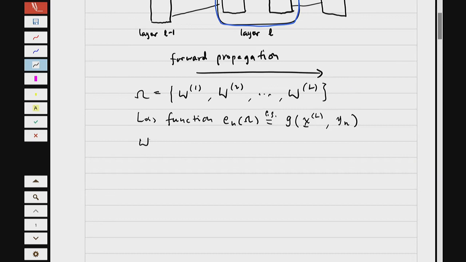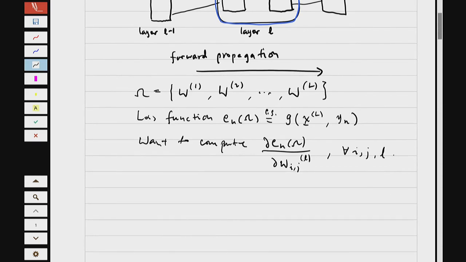So again, we want to compute this partial derivative with respect to all of the weights, so for all i, j, and l. And that's the challenge. So the forward propagation method does not work.